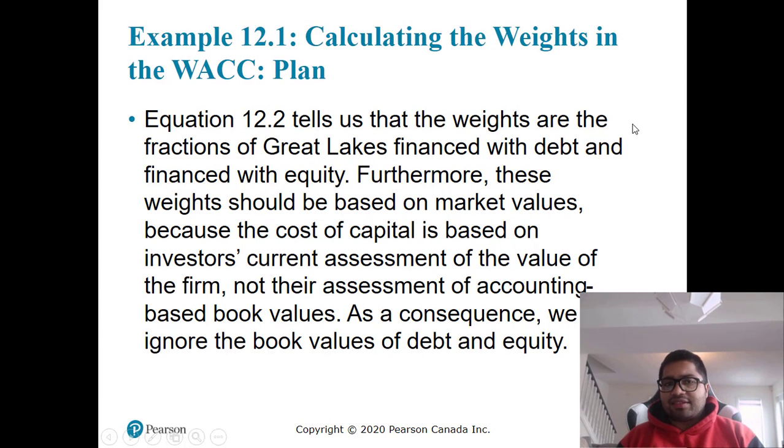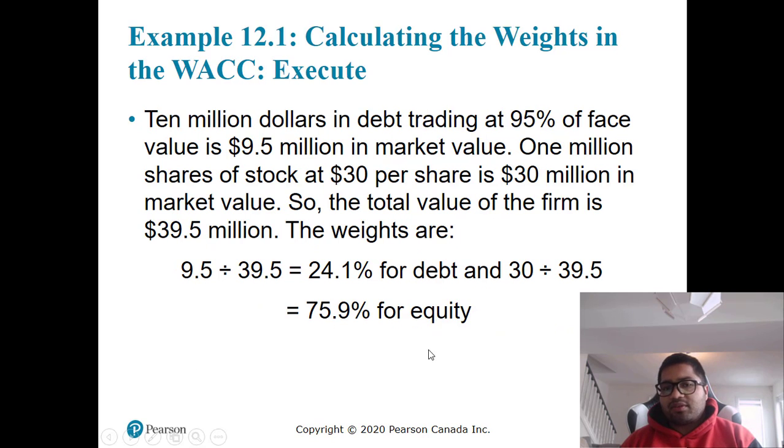The equation tells us that weights are fractions of Great Lakes' financing with debt and equity. Furthermore, these weights should be based on market values because the cost of capital is based on investors' current assessment of value, not the assessment of accounting book value. As a consequence, we ignore the book value. So same way, 9.5 divided by 39.5, 24% in debt and almost 76% in equity.